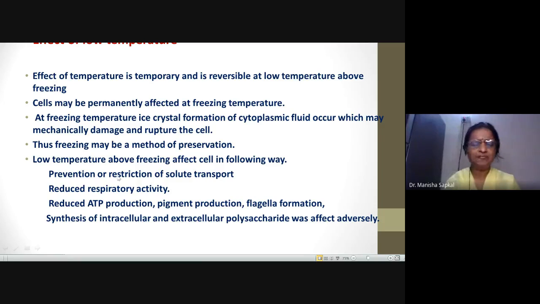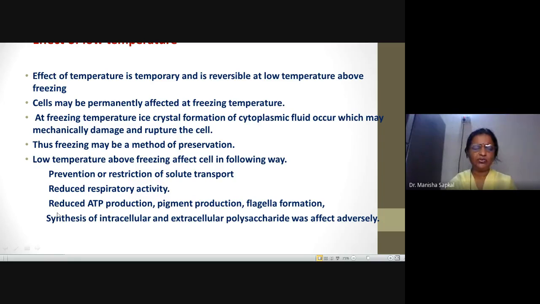What happens at the chilled temperature? Here there is prevention or restriction of solute transport. At this chilled temperature, organisms are not growing properly. They stop their growth for a while, temporarily. Because there is restriction of solute transport, there is reduced enzyme activity, reduced ATP production, and reduced pigment production, and flagella formation is also reduced. The synthesis of intracellular and extracellular polysaccharides is also affected. Because of these different effects, bacteria cannot grow.